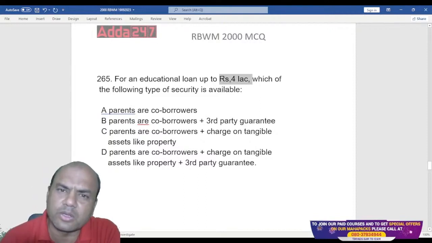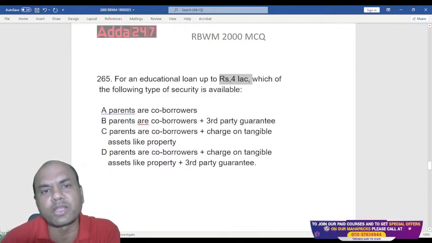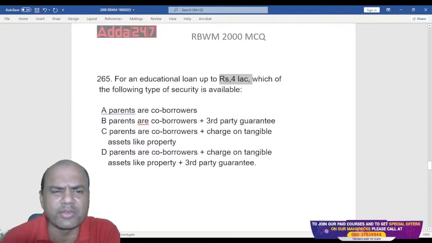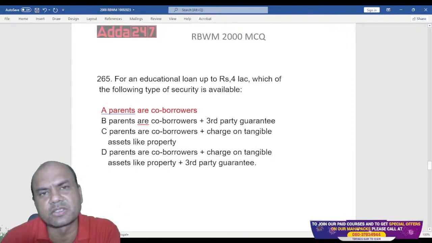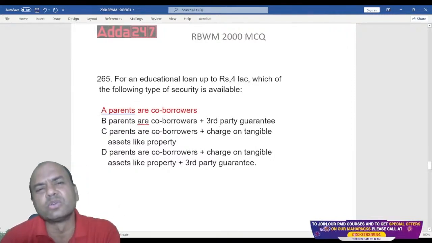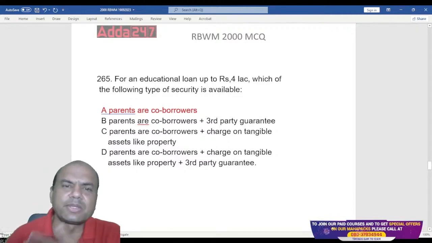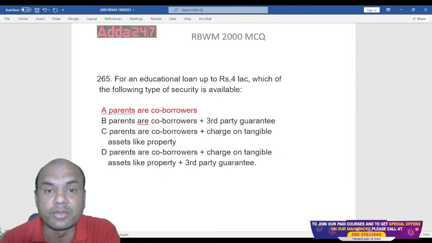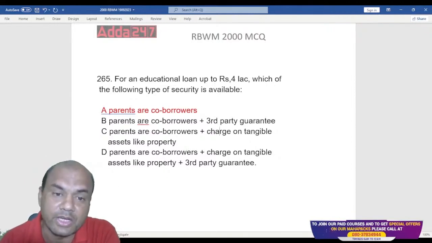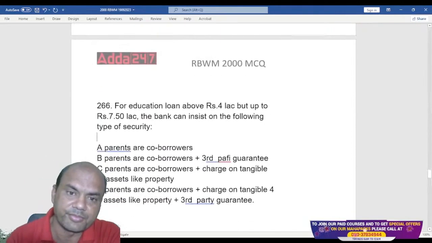Remember, 4 lakhs is not a big amount now for banking. Earlier, 20, 25 years back, it was a big amount. Now nothing. Just parents as co-borrowers and the loan is disbursed up to 4 lakhs. Nowadays, loans are disbursed up to 10 lakhs based on CIBIL, just CIBIL, zero documentation. So in which world are we, right?